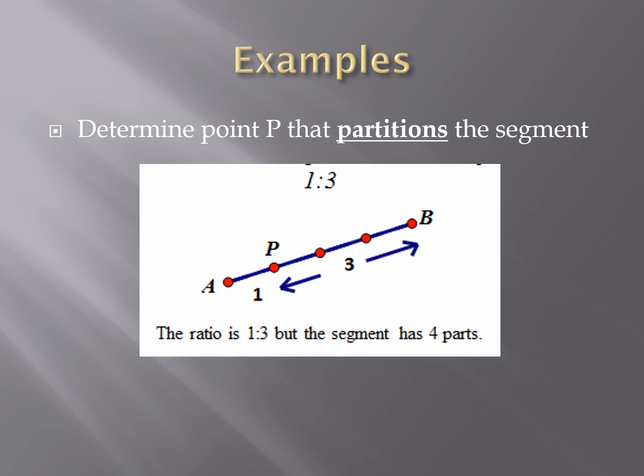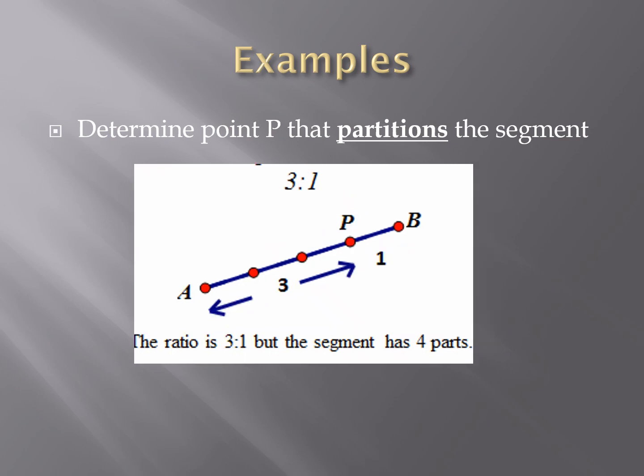Okay, so for this one we have to partition this segment AB. You can see that the ratio is 1 to 3, but the segment has four parts, and that's totally okay. Between A and P there's only one part. If you want to think of it like this, you have 1 out of 4 and 3 out of 4. So it makes a whole together, and that should happen with any partition you have.